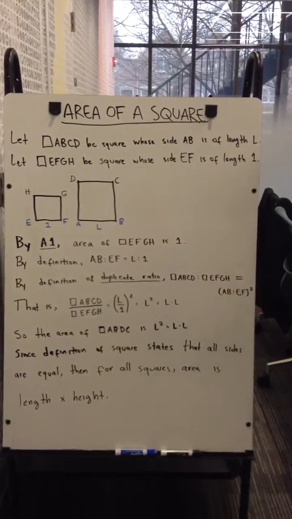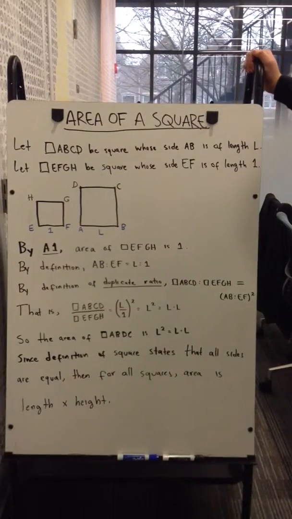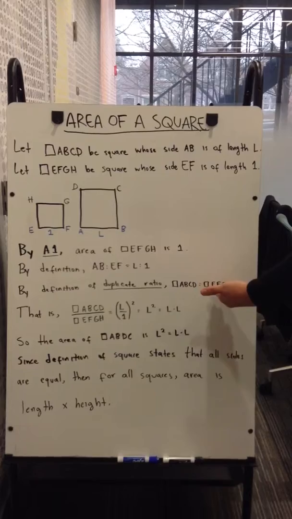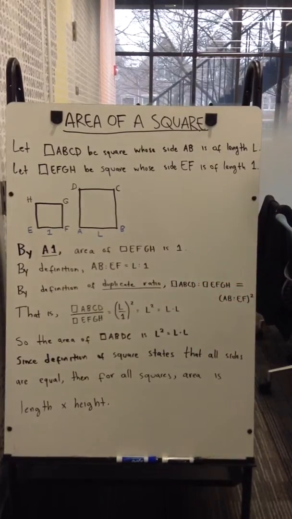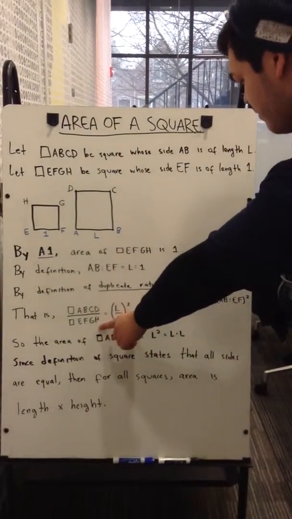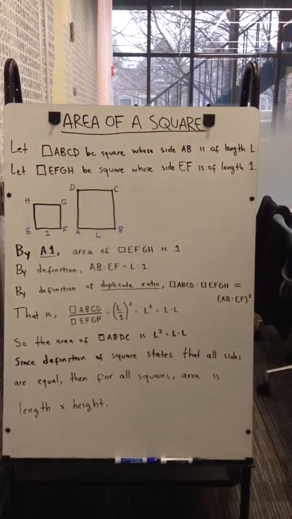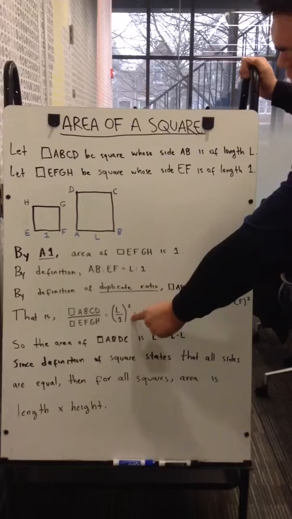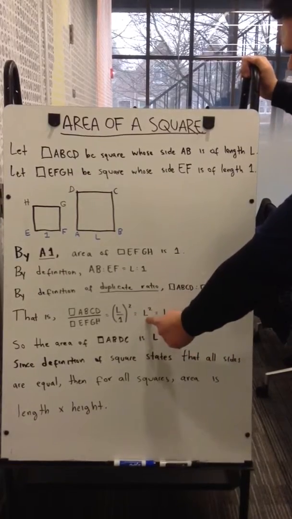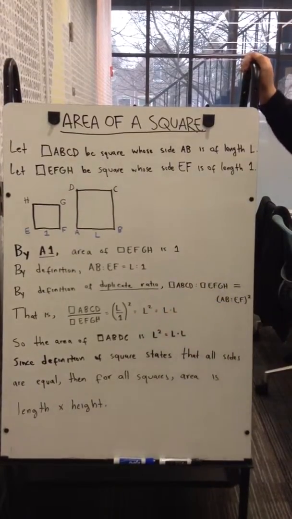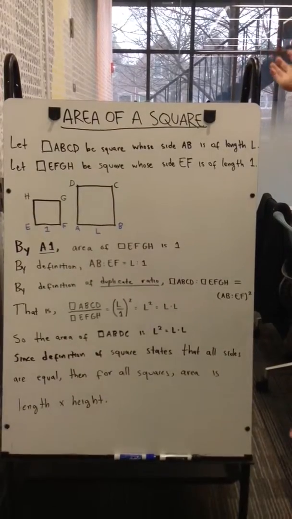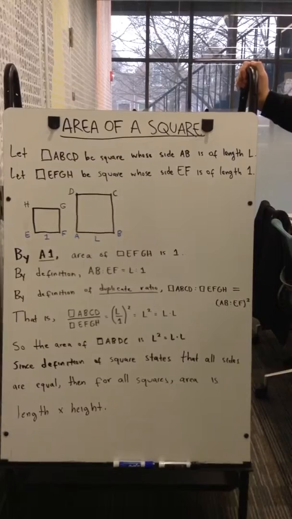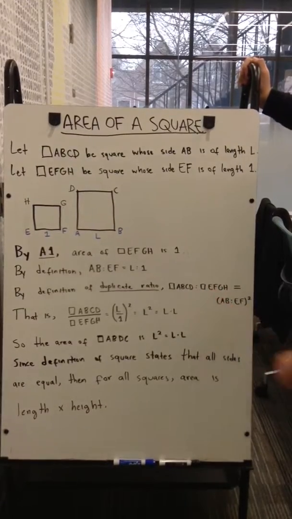a relation to 1. By definition of duplicate ratio, ABCD is equivalent to EFGH, which is equal to this right here. That is, the ratio of this is equal to this, which is equal to L squared, which we can break down to L times L. So the area of the square ABCD is L squared, which, like I said before, is L times L.